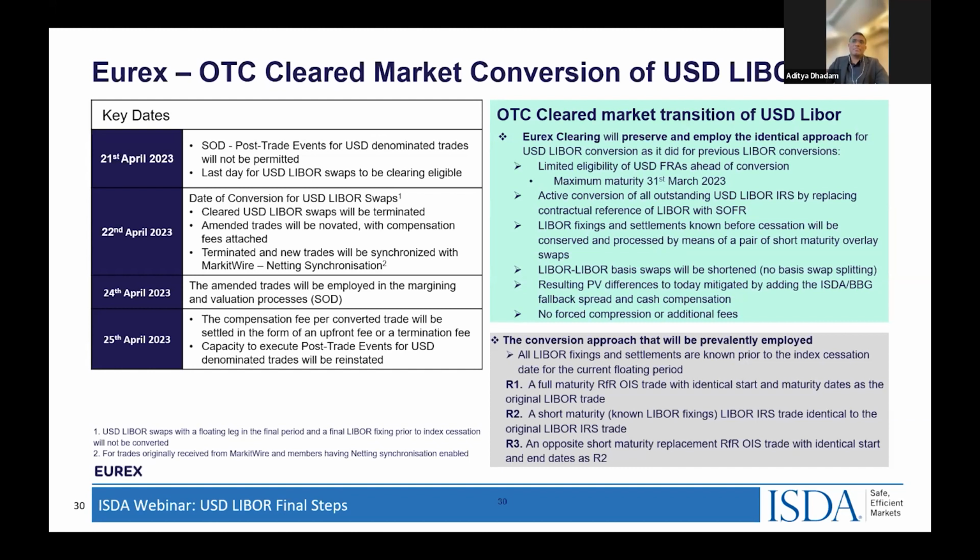On this day, the previously restricted ability to perform post-trade events on any OTC transactions denominated in USD will also be enabled. So speaking now of the conversion approach, it is the same as the previous LIBOR conversions for swaps denominated in USD LIBOR. For USD forward trade agreements, since the maximum maturity was lowered to March 31st, 2023, and the clearing eligibility was restricted, we have no exposure to forward trade agreements with USD underlying. There are therefore no USD FRAs to convert.